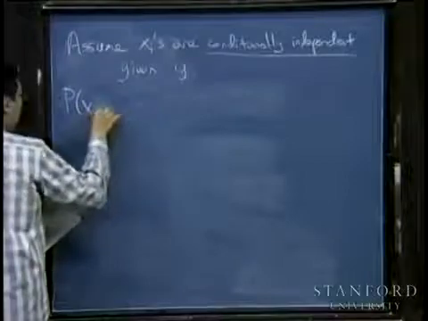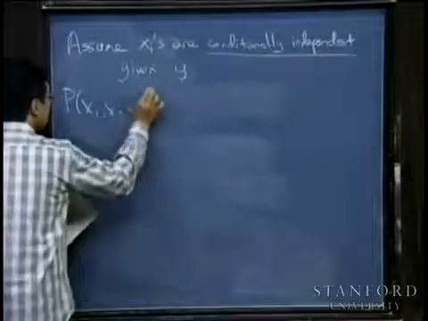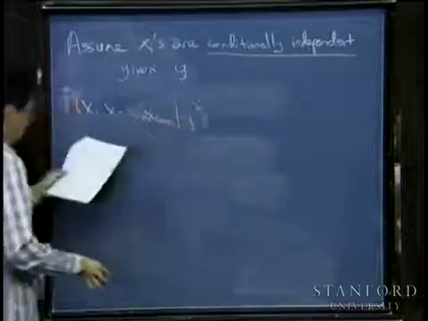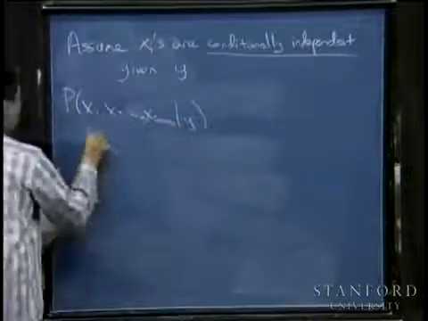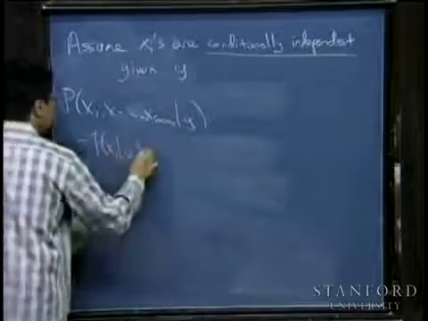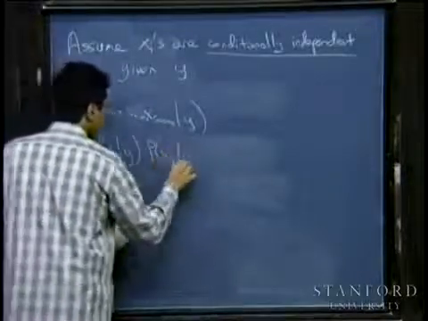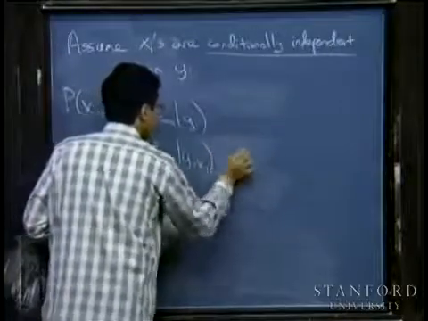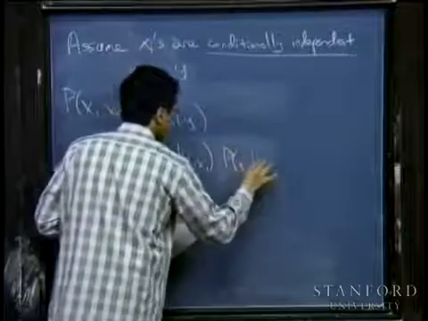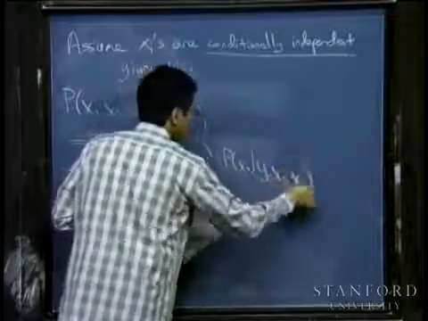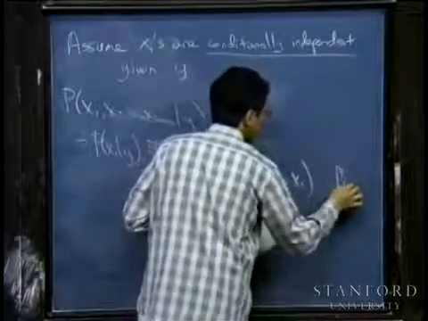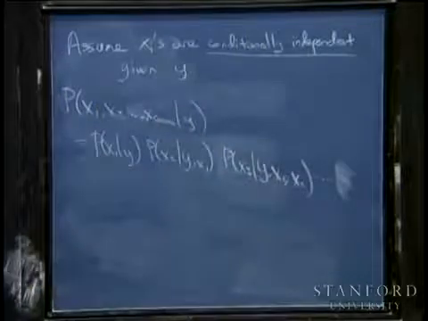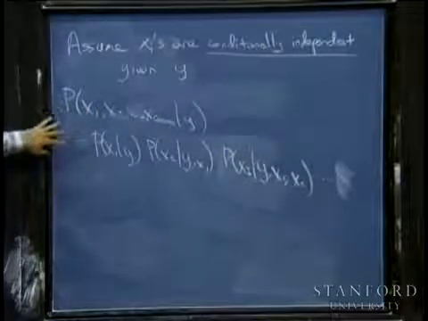So I have that P of x1, x2, up to x50,000, given y. By the chain rule of probability, this is P of x1 given y, times P of x2 given y comma x1, times, let's write one more, times up to, well, whatever. You get the idea, up to P of x50,000 given y and the previous x's. Okay? So this is the chain rule of probability. This always holds. I've not made any assumption yet.